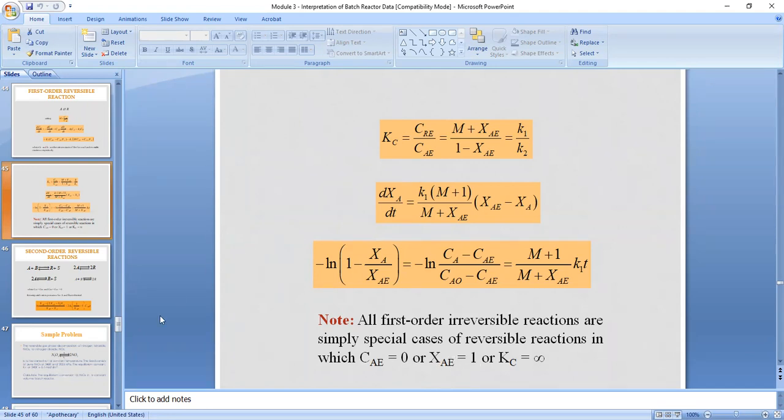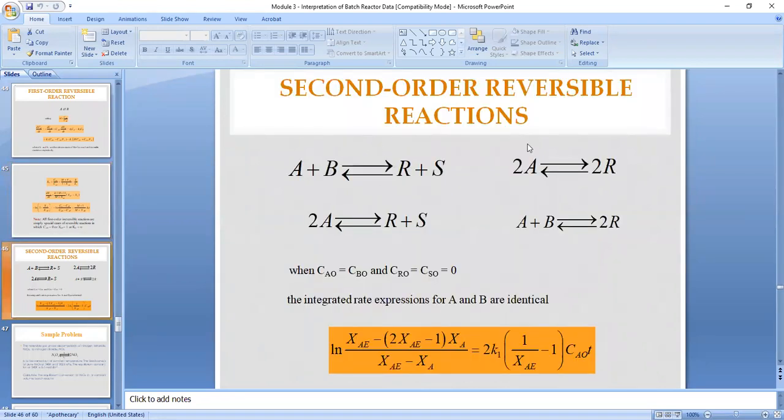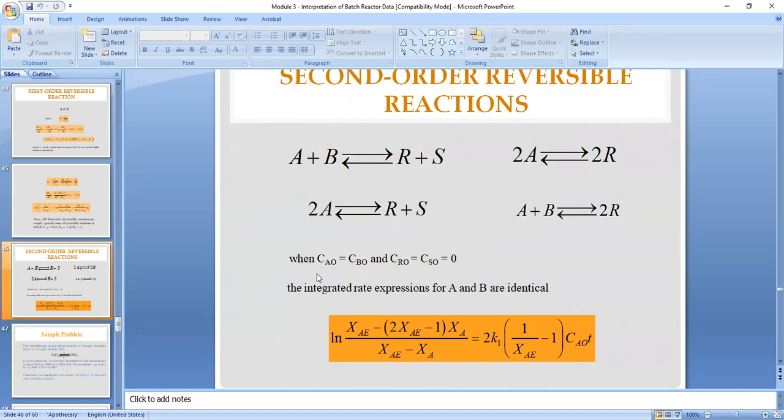Okay? Now, I'd like to end with the second order reversible. That way, tomorrow, we can have sample problems and go to differential analysis. So, we have here second order reversible reactions. Look at it. Two species left and right. Two moles here, two moles here, two moles here, two moles here. Either way you look at it, the left side and the right side has a total of 2 moles of either reactants or products. The formula that is given here is applicable for this scenario.